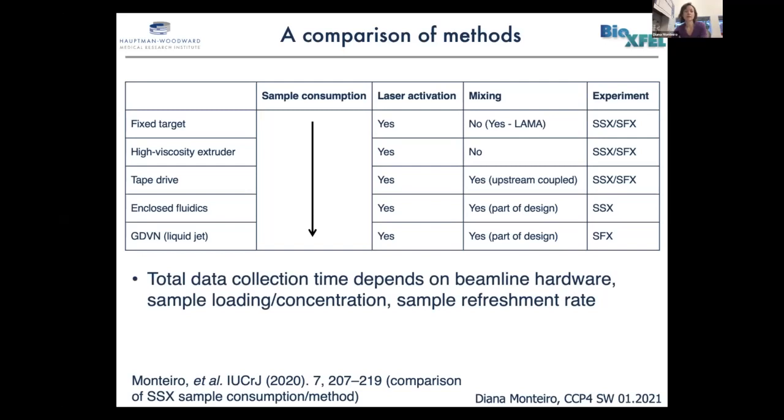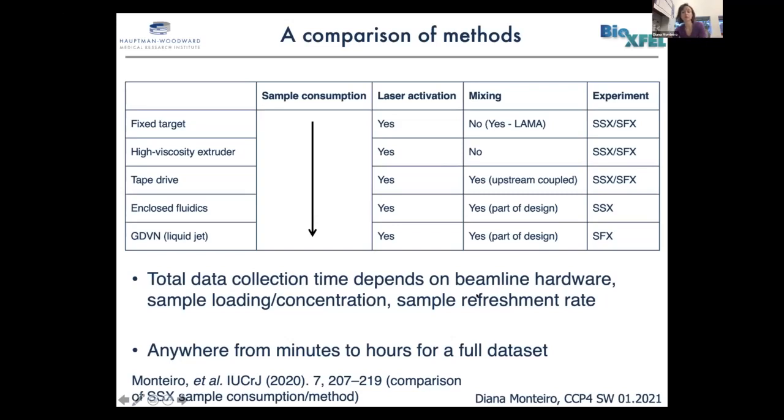The total time that it takes for you to collect some data depends highly on your beamline hardware, on your sample loading. So how many crystals are we actually getting to the X-ray beam, and your sample refreshment rate. And this can be anywhere from a few minutes to hours. And again, so at some point last year, we also did a little comparison of some current serial synchrotron experiments with these different methods that you can have a look at if you'd like to get an idea of how long it might take you to collect some data.